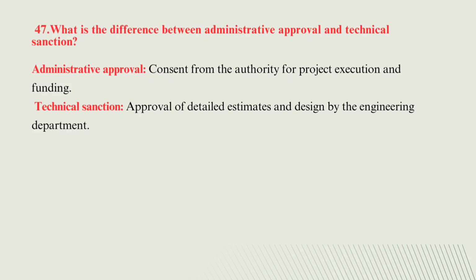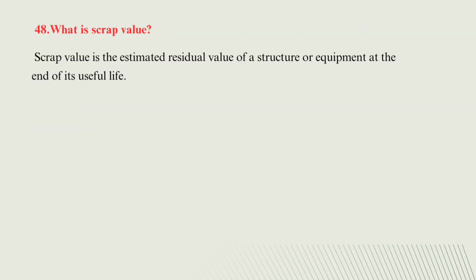Administrative approval is a consent from the authority for the project execution and funding, but the technical sanction is approval of the detailed estimates and design by the engineering department. This is the basic difference between the administrative approval and the technical sanction. Next question, what is a scrap value?